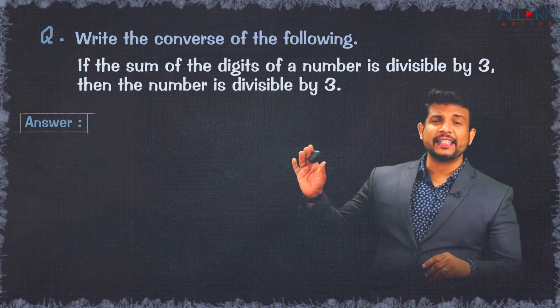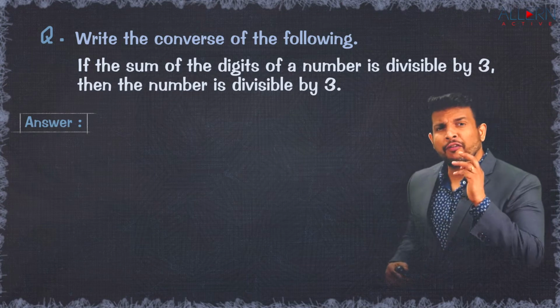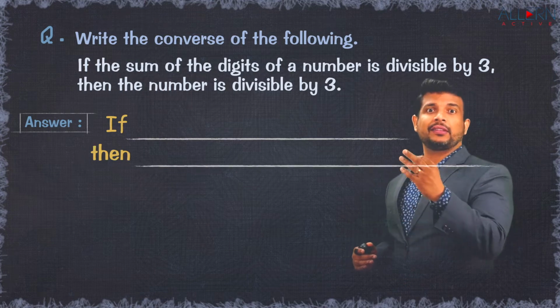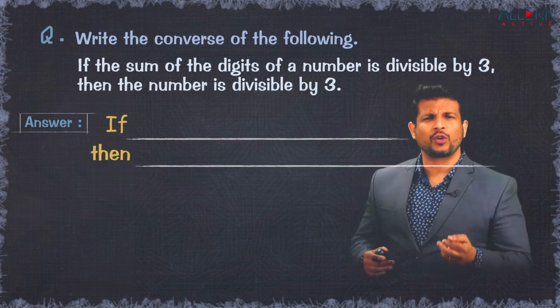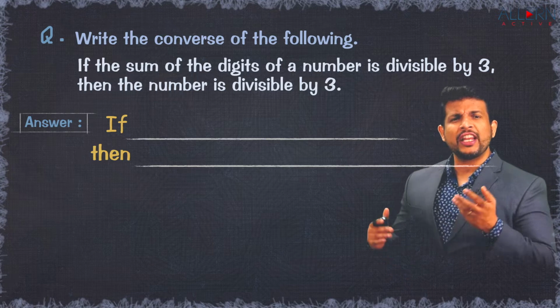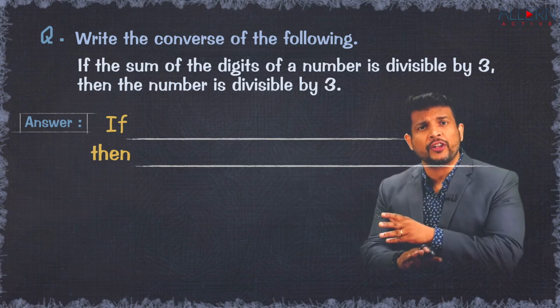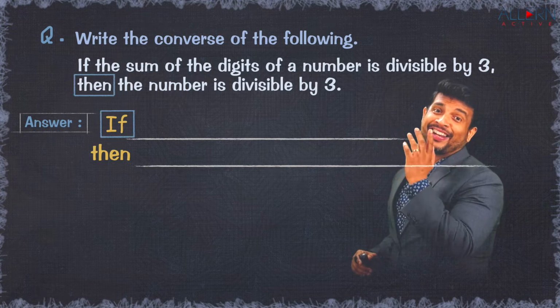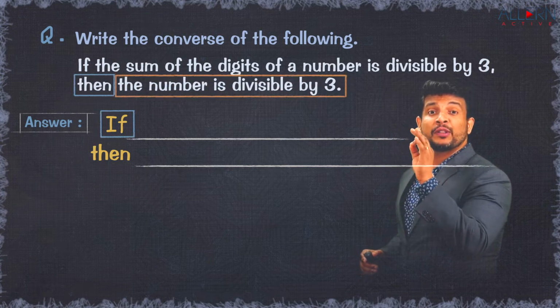It is going to be very easy. It says that if the sum of the digits of a number is divisible by 3, then the number is divisible by 3. Now that's so simple. We have to write the converse. That means we need to swap the places of antecedent and consequent. So in the given statement, what's the consequent? Whatever follows then. What is that? The number is divisible by 3.